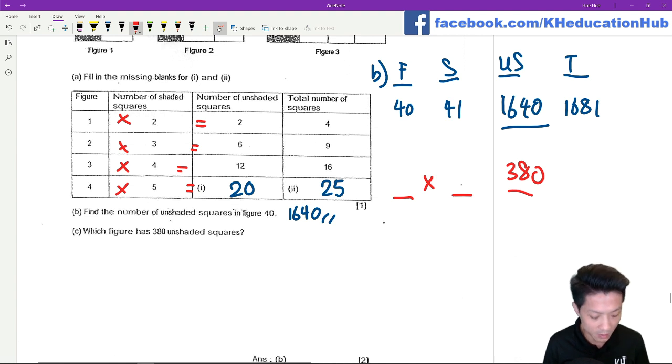With the help of a calculator, it shouldn't take too long. 18 times 19 is wrong. 20 times 21, okay, overshot. So which means that it's 19 times 20. Yep, 19 times 20 will give me 380. So which means that the answer for part C is figure 19.